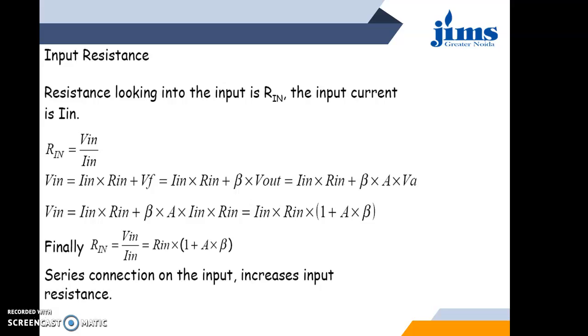We can take In Rin as a common factor, so it is In Rin into 1 plus beta A. Finally, Rin with feedback becomes Rin into 1 plus beta A. Since the 1 plus beta A factor is multiplied, Rin is increased. So the series connection on the input increases input resistance.